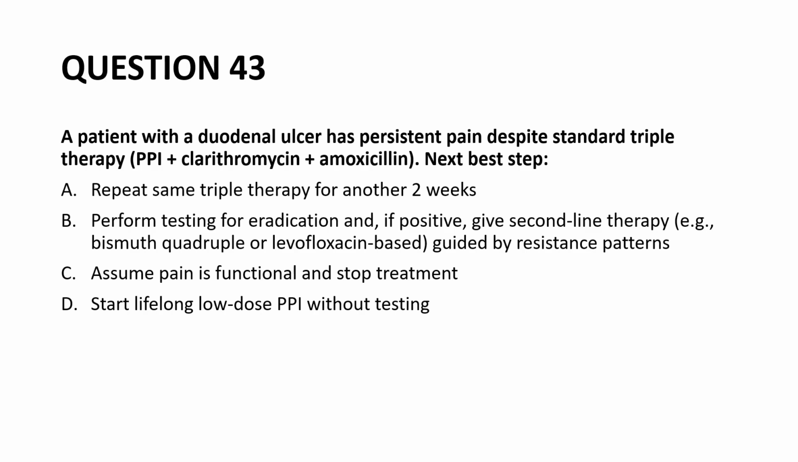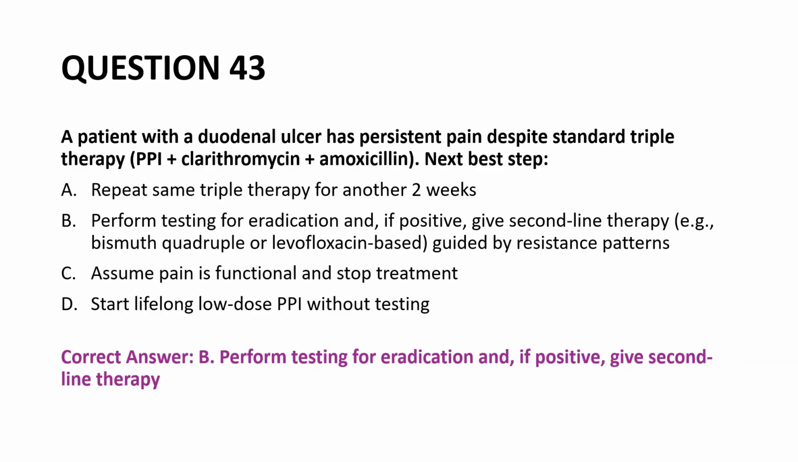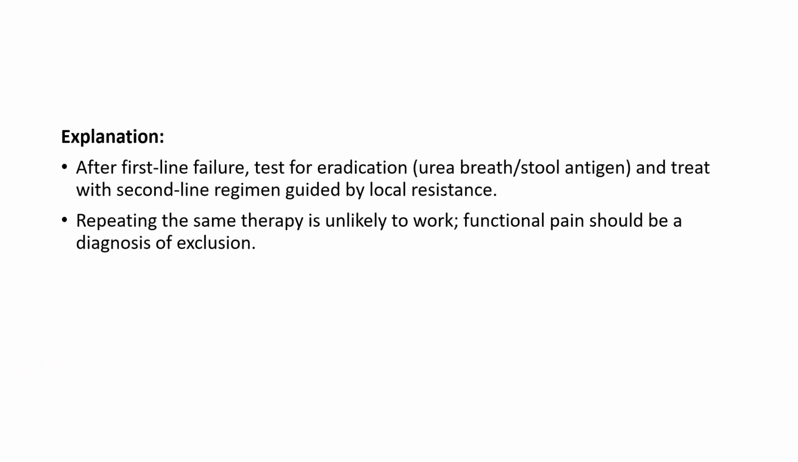The correct option is perform testing for eradication and if positive, give second-line therapy. After first-line treatment, always confirm eradication with urea breath test or stool antigen test. If still positive, it means the first-line therapy has failed. Therefore, start second-line regimen. Could be bismuth-based quadruple therapy or the levofloxacin-based therapy. Repeating the same triple therapy rarely works due to resistance. Functional pain is a diagnosis of exclusion.